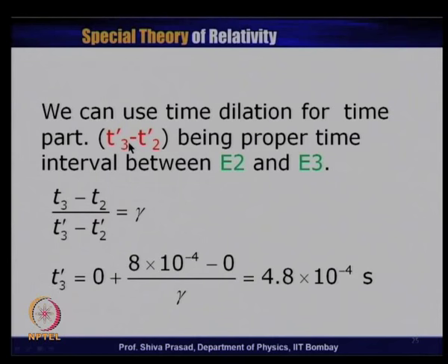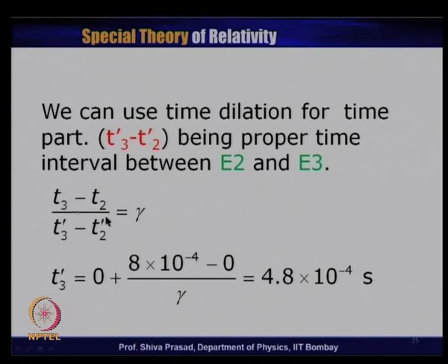We realize that T3 prime minus T2 prime, the time difference between the third event and second event as seen in the ambulance frame of reference, is the proper time interval between E2 and E3. It is in the ambulance frame that this particular time interval is proper. Therefore, in the hospital frame of reference, T3 minus T2 must be gamma multiplied by this time interval, because this time interval is proper. So, T3 minus T2 must be a dilated time.